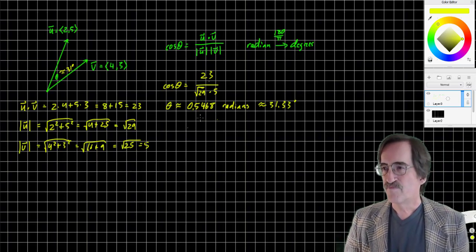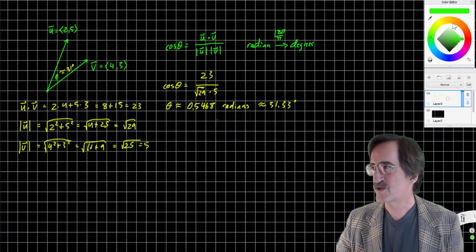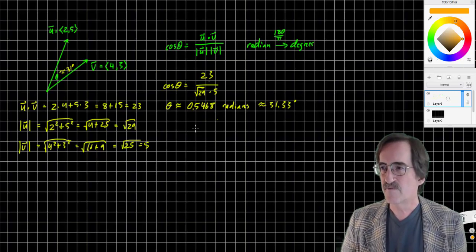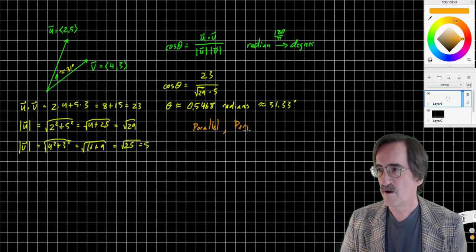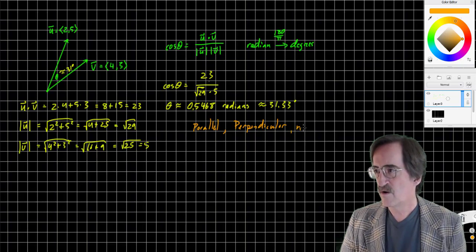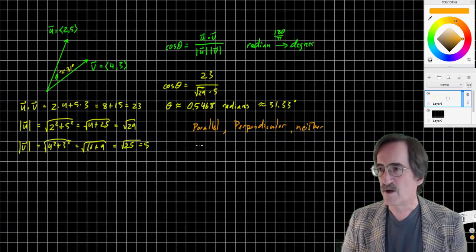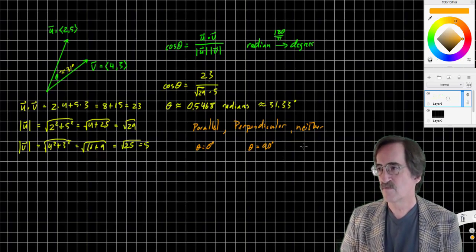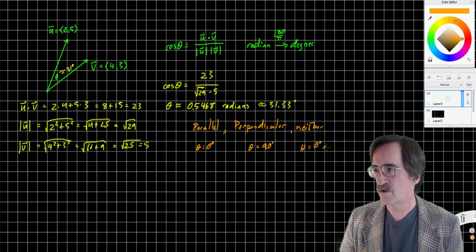Now, this is the second application. The first application of this formula is to find the angle. The second application is to tell if vectors are parallel, perpendicular, or neither. They are parallel if theta is 0. They are perpendicular if theta is 90. They are neither if theta does not equal 0 or 90.